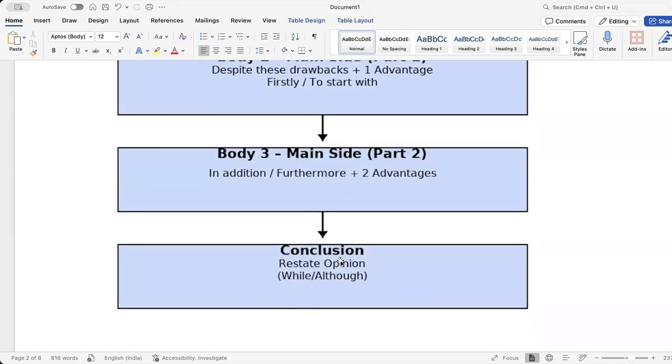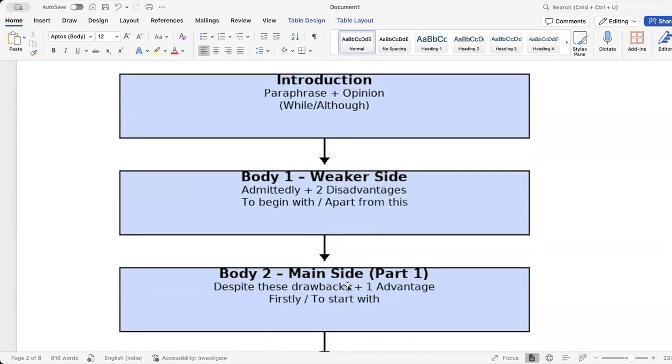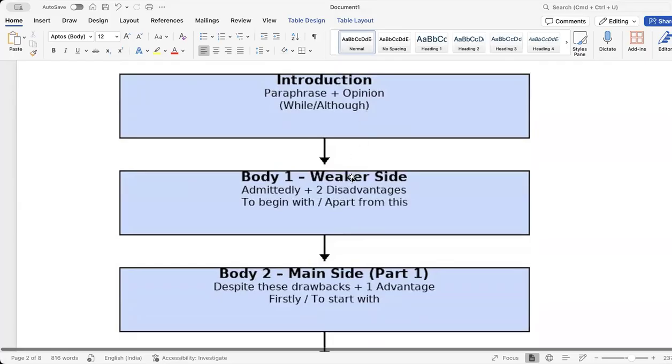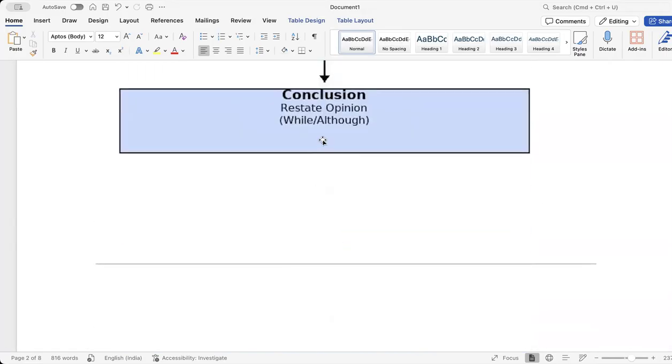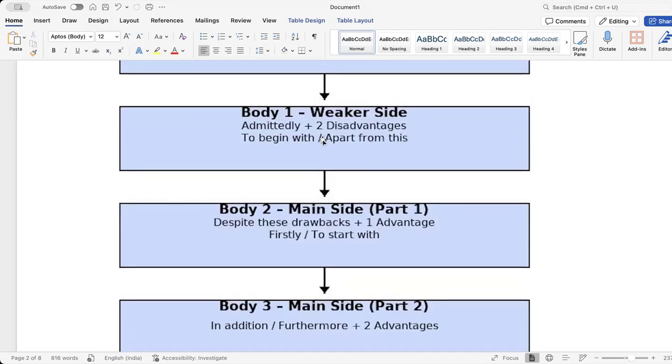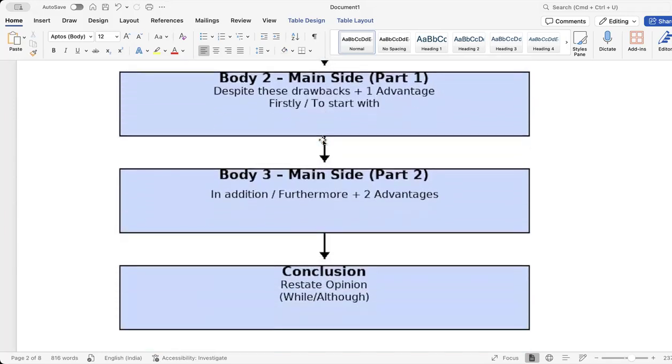Finally, I write the conclusion. In the conclusion, I do nothing new, but I paraphrase my opinion again. And our opinion is the same thing: advantages are more or disadvantages are more. I'm just going to repeat that, but again using while and although. That's it. So this is my structure for this essay. Pretty easy essay. Introduction, followed by the weaker side, one paragraph, then the main side, two paragraphs, and then finally the conclusion. So overall five paragraphs: one introduction, three body paragraphs, and one conclusion.